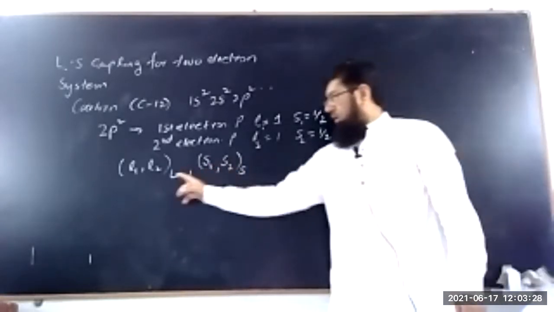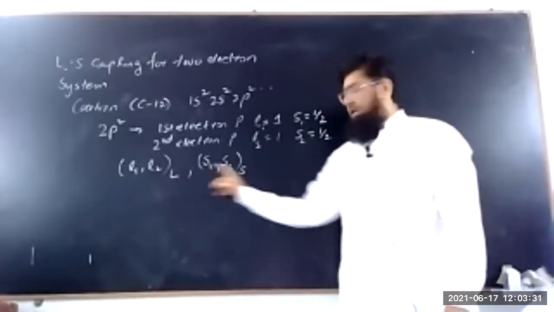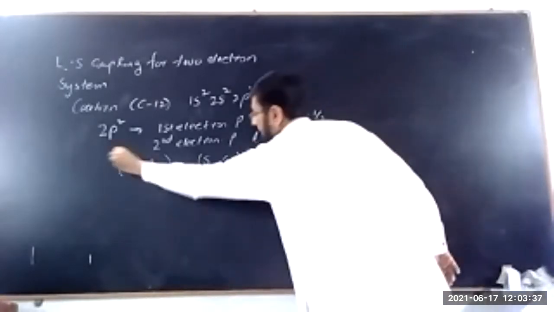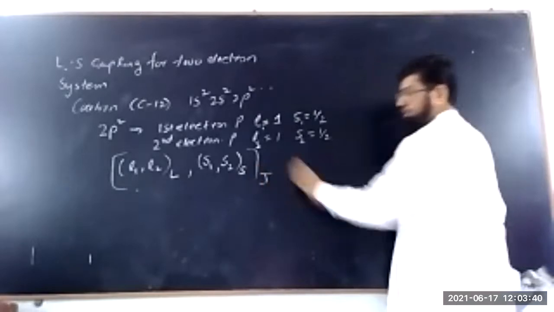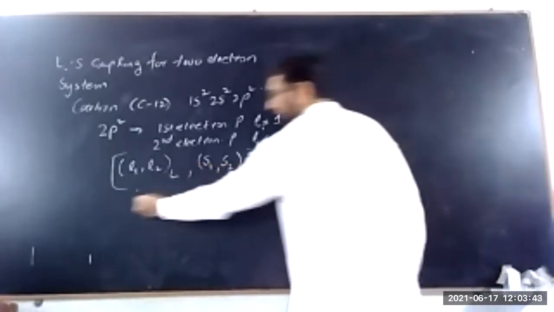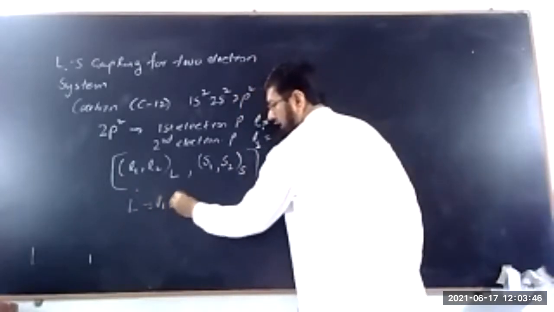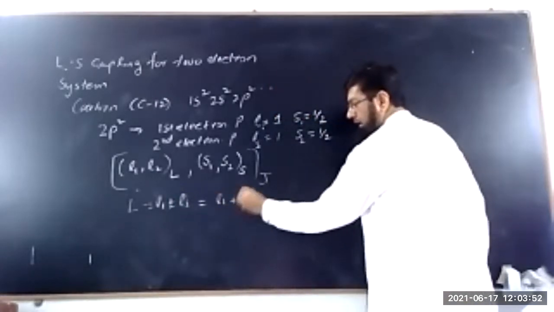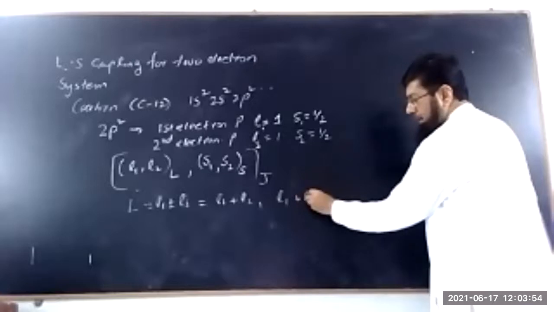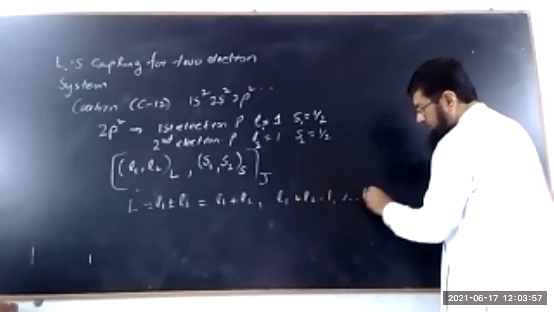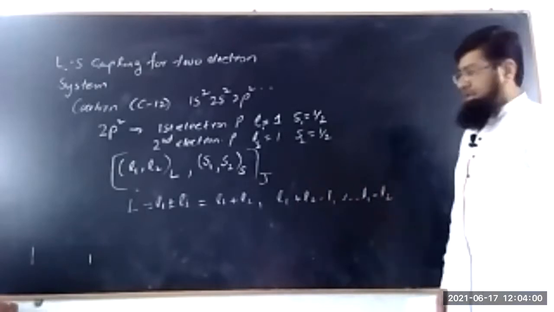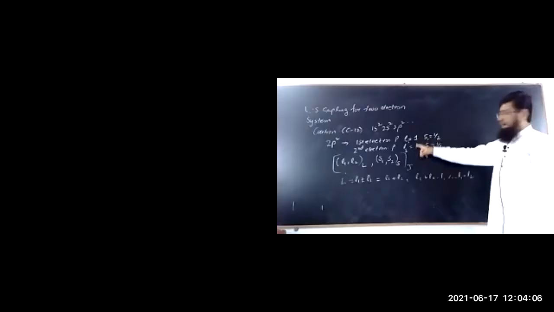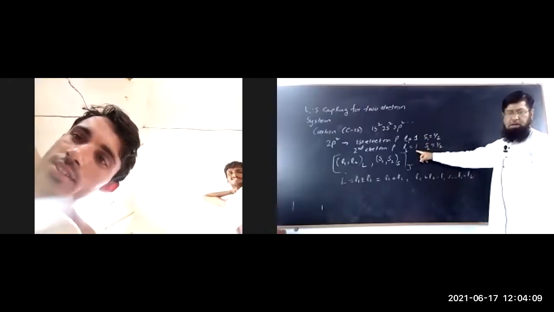So here, the total angular momentum L is combined with the total spin S, and this combination of L and S gives you the total value J. So it means this L is simply L1 plus minus L2, and this is equal to L1 plus L2, L1 plus L2 minus 1, up to L1 minus L2. This is the complete series. Similarly, here L1 is 1, L2 is 1. So here both are 1.